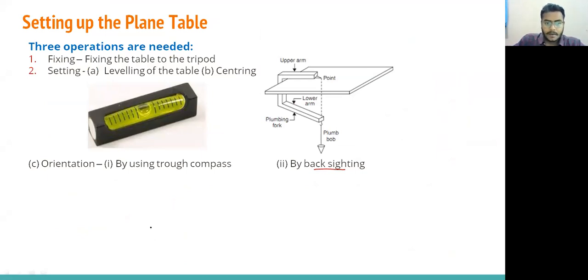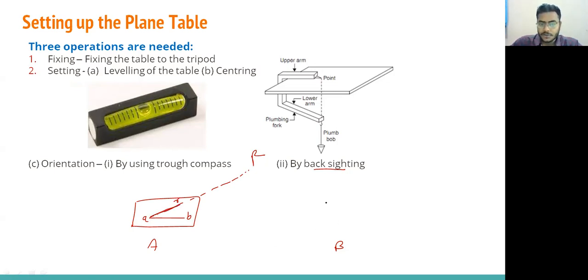See, on a station A, just suppose this is station A and this is B. We keep the plane table here, locate it over A, and sight towards B. Small a represents station A on the sheet, and small b represents station B on the sheet. Then, for another station like R, we sight from A to R and draw a ray to R here.